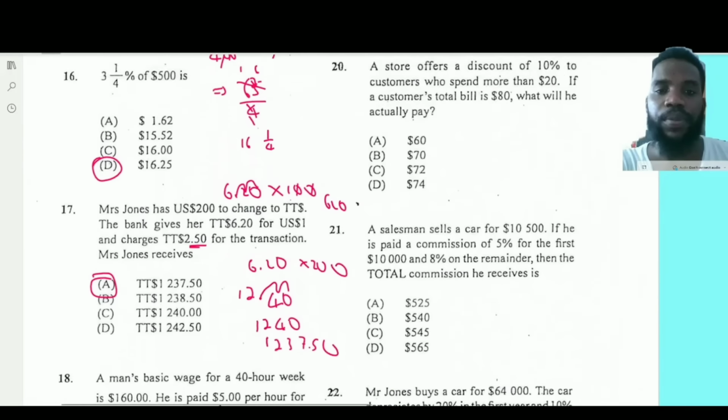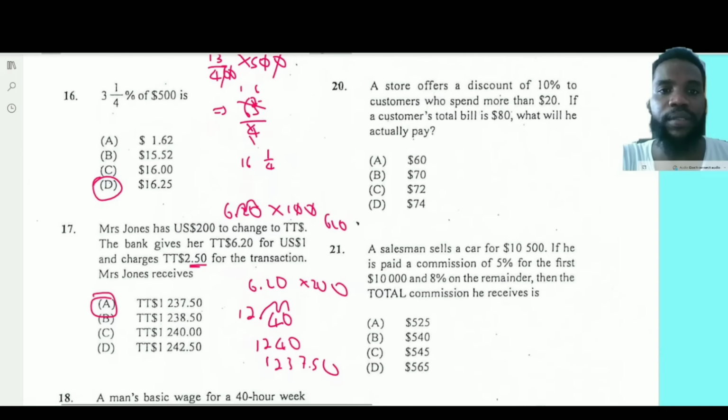Let's go back up. Question number 20. It says a store offers a discount of 10% to a customer who spends more than $20. If a customer's total bill is $80, what will he actually pay? Here's how we look at it. The price of something is always 100%, right? Now, if they take off 10%, you're going to be left with 90%, since the full price is 100%. So you can say 90 over 100 times 80.